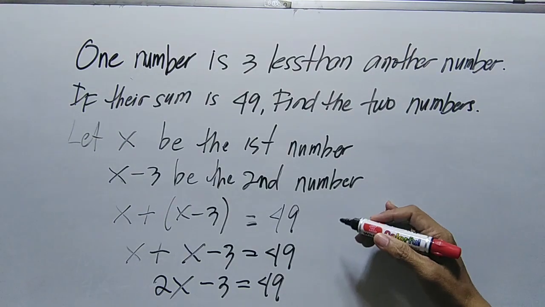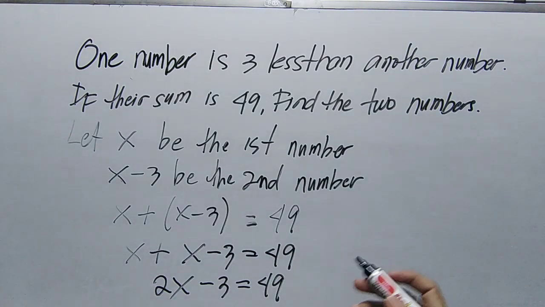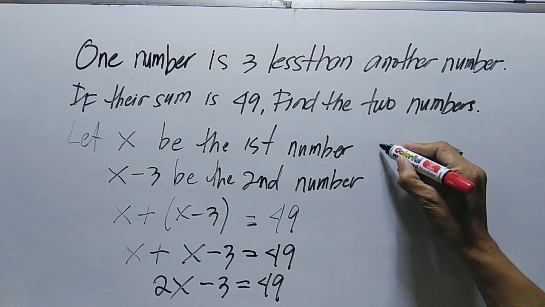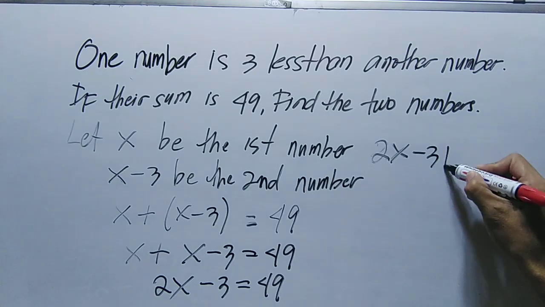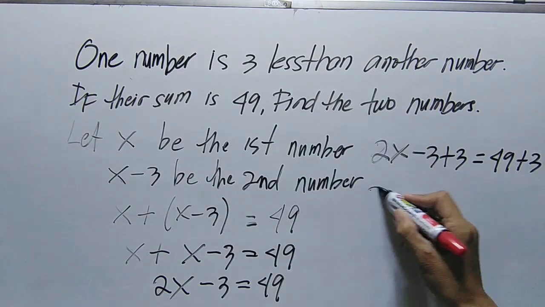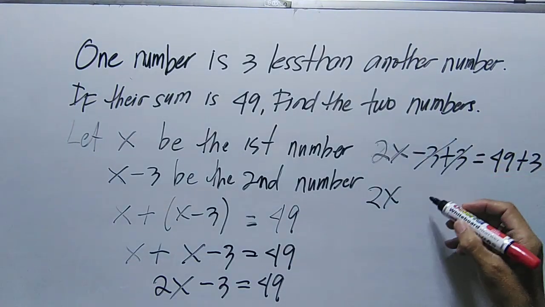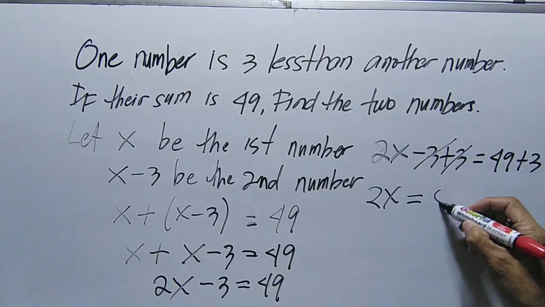Okay, so taas tayo konti kasi hindi na makita. So, i-apply natin yung addition property of equality. Sorry, hindi siya inequality. So, mag-add tayo dito sa left side ng 3, mag-add din tayo sa right side ng 3. So, 2x minus 3 plus 3 equals 49 plus 3. So, 2x, cancel natin yung negative 3 at saka positive 3. So, equals 49 plus 3, that is equal to 52.